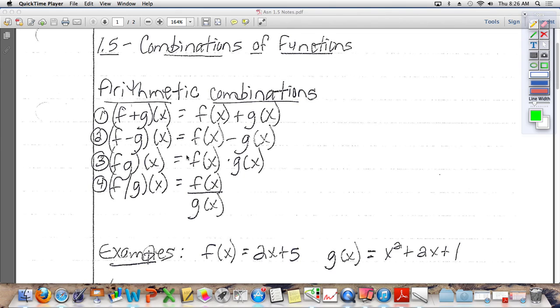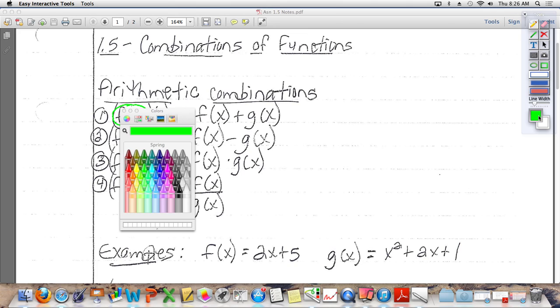First of all, the first 4 examples here are just basic arithmetic combinations. Not a big deal. You guys did this last year, just a quick refresher. If you are adding together 2 functions, f and g of x, that's the same thing as just taking the first function, f of x, and adding it to the second function, g of x, and we'll go through some examples of that in just a minute.